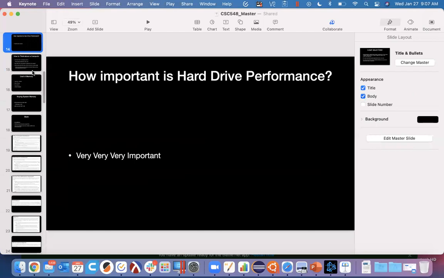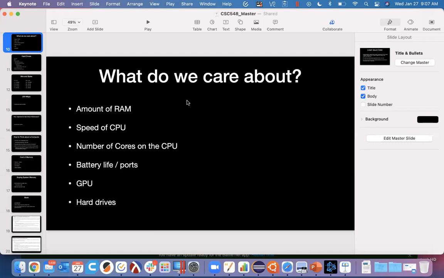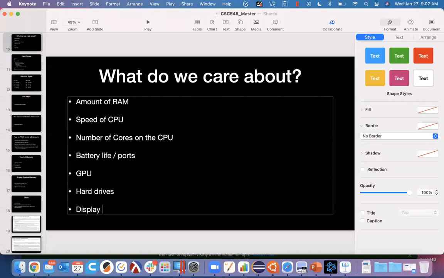All right, so back to here. So we care about amount of RAM, the speed of our processor, number of cores, our battery life, our GPU, our hard drive. What else do we care about with our computers when we're shopping for a new computer? Yeah, maybe, right. Display size. And we'll say resolution.